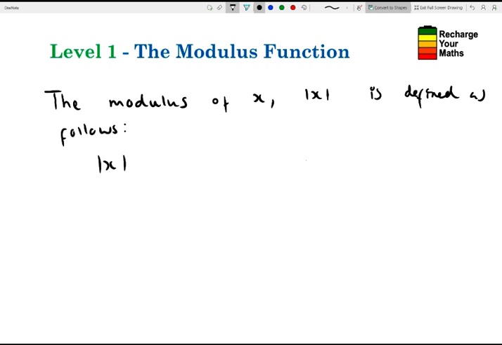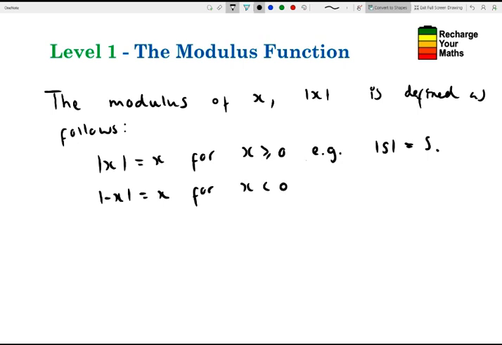The modulus of x is equal to x for x greater than or equal to 0, e.g. the modulus of 5 is 5, and the modulus of x is equal to minus x for x less than 0, e.g. the modulus of minus 5 is equal to 5.